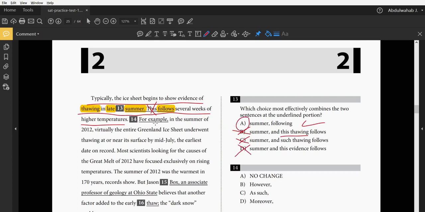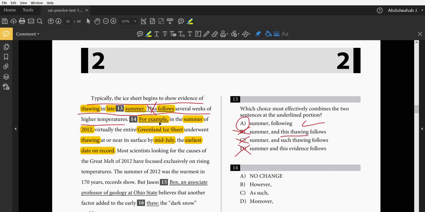Now, for example, in the summer of 2012, virtually the entire Greenland ice sheet underwent thawing at or near its surface by mid-July, which is the earliest date on record. So they're giving us an example of the summer of 2012 when the Greenland ice sheet underwent thawing by mid-July, which is not late summer. So this example actually contrasts what was mentioned in the topic sentence, or the first sentence of the paragraph.